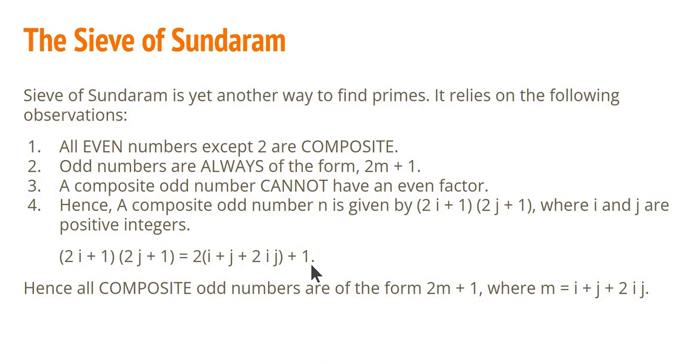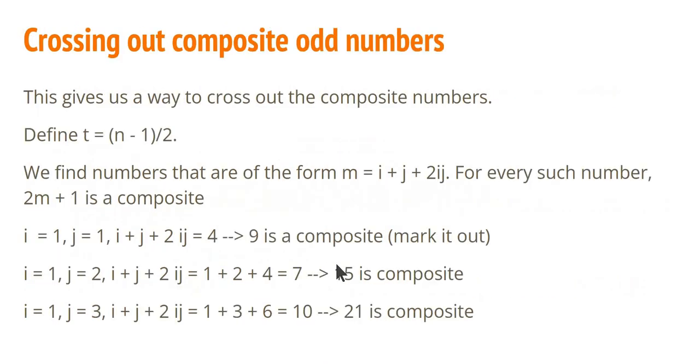So think about it. This gives us the sieve of Sundaram. What we do is we find all these pairs of i and j, and mark out 2 times (i plus j plus 2ij) plus 1 as a composite number. Everything else remains a prime.